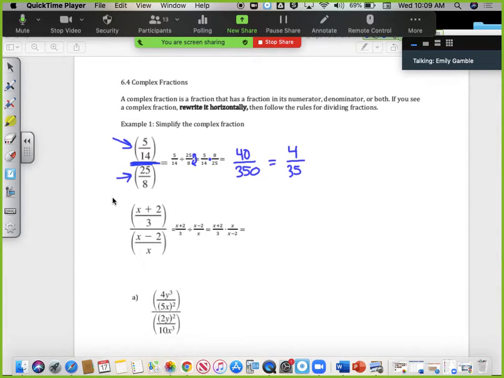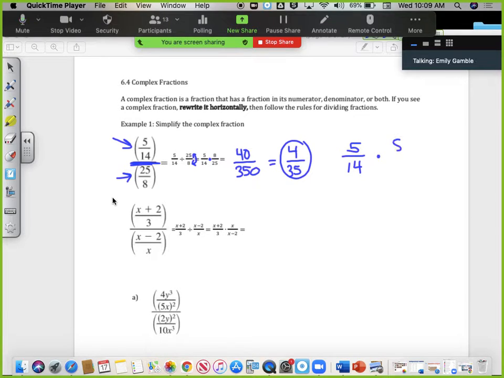If you don't have a graphing calculator and you can't follow those steps, then what you would have to do at this point is simplify by dividing out the common factors in the numerator and denominator. The GCF is 10, so you can divide 40 by 10 and 350 by 10. That is where you get the 4/35 from. So that's one method. The other method in simplifying is cross-canceling.